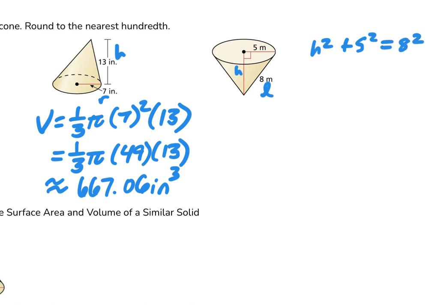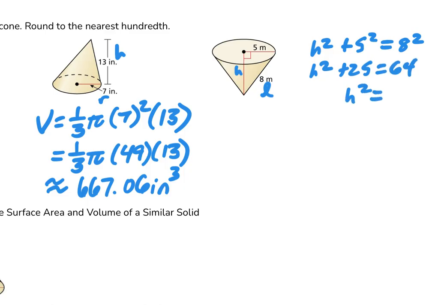I've seen some issues with the Pythagorean theorem. Remember, if here's my 90-degree angle, this is my longest side. That's always the side that goes over here by itself. So be careful where you put the numbers into the Pythagorean theorem. It's not 8 squared plus 5 squared equals h squared. So you've got to be really, really careful about that. The slant height will always be your hypotenuse in this case. So we have h squared plus 25 equals 64.